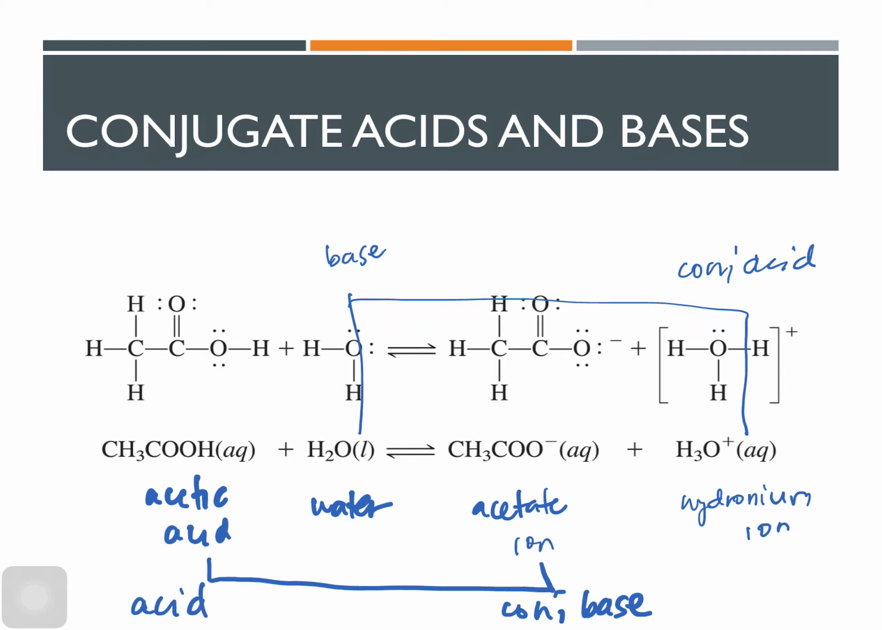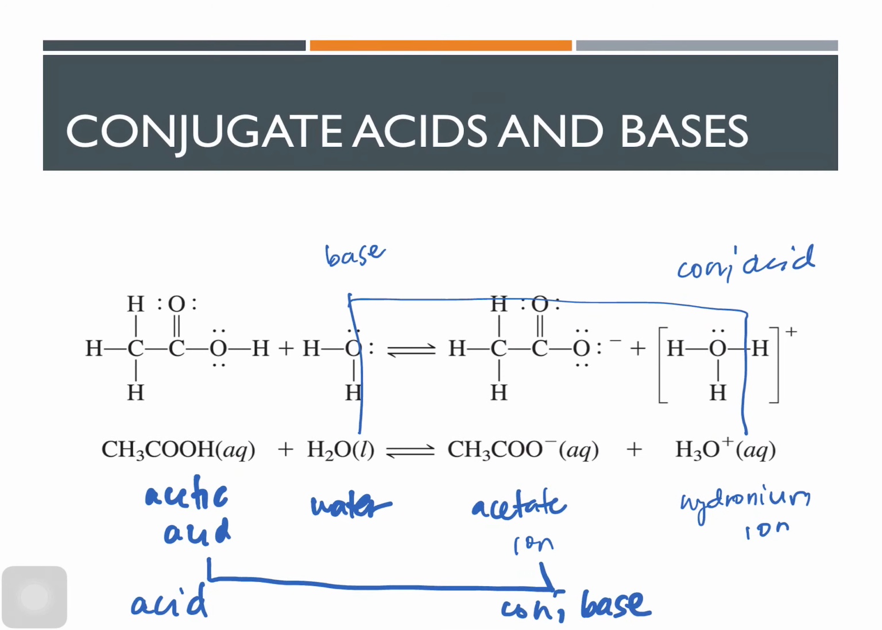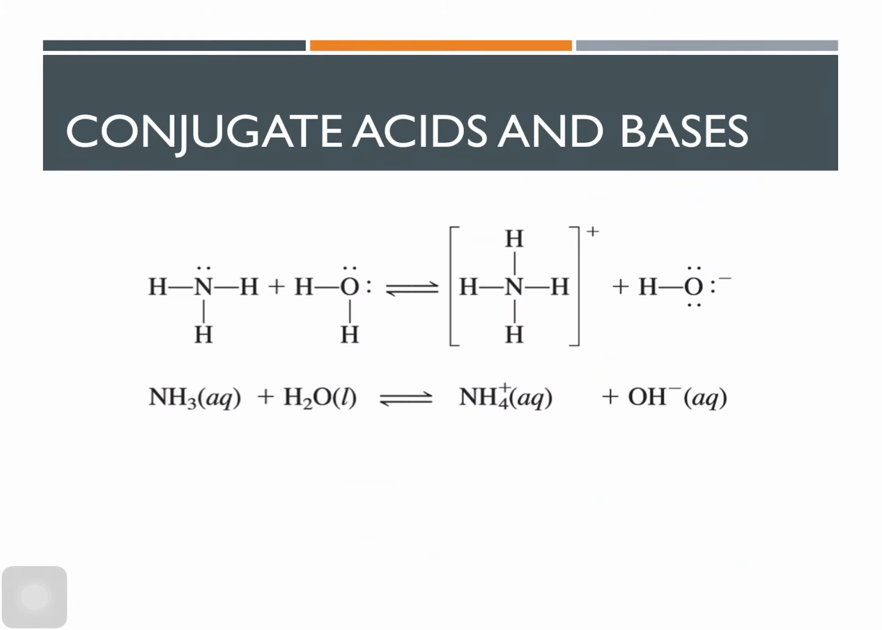By the way, you have to remember this pairing system. This is the acid-conjugate base pair. This is the base-conjugate acid pair. So those are the conjugate acid-base pairs we have here. Okay, so let's have another example.